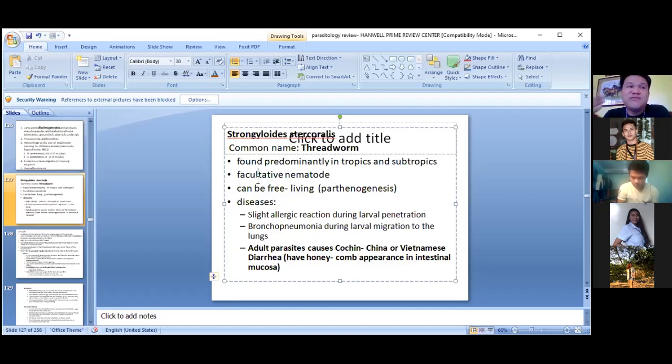Bronchopneumonia during larval migration to the lungs. So it just exhibits VLM, visceral larva migration, the transfer of the filariform larva to the other parts of the body. That adds to the invasiveness of Strongyloides stercoralis. And please remember about these diseases. Cochin China disease and Vietnamese diarrhea are attributed to Strongyloides stercoralis. Why? Because of severe malabsorption syndrome.